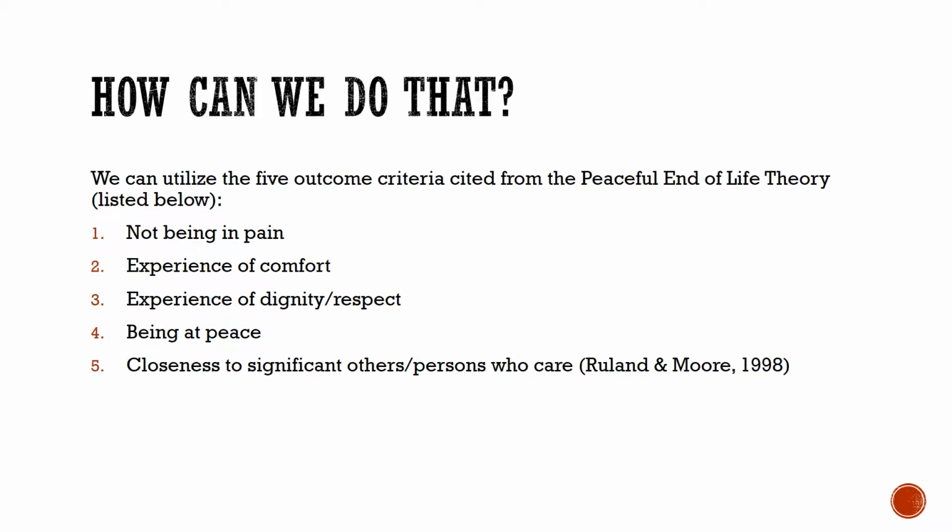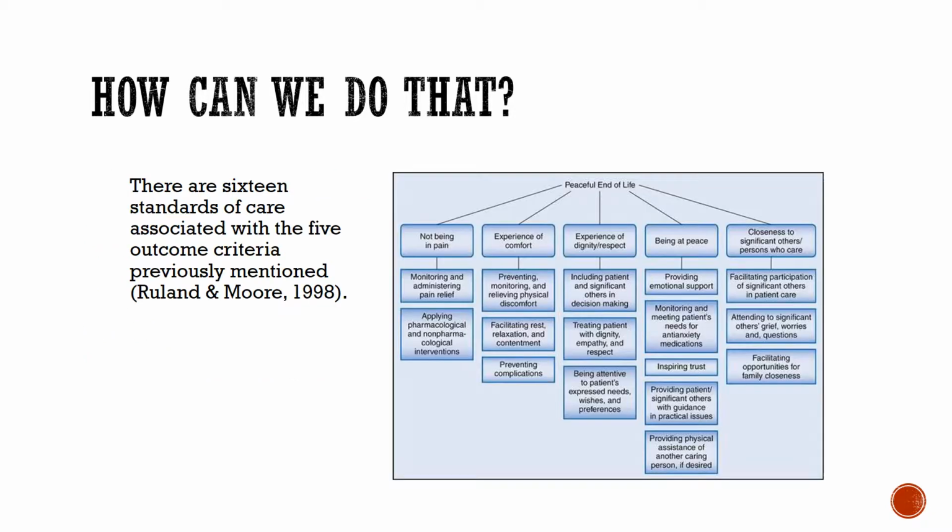So, how can we utilize the peaceful end of life theory? Well, there are 5 outcome criteria cited by the theory, and these include not being in pain, experiencing comfort, experiencing dignity and respect, being at peace, and closeness to significant others or persons who care.